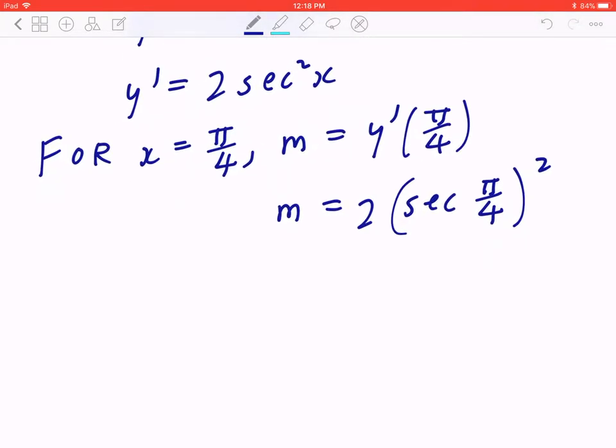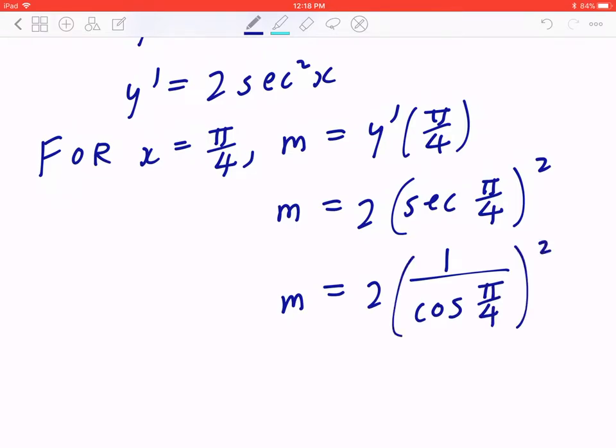Now again, you can use the calculator, that's fine, but you can also do this mentally. You can even think about the special triangle. And for others, you might even break this down in terms of cosine. That works as well. So secant pi over 4 is 1 over cosine pi over 4. Let's put that in brackets to the power of 2.